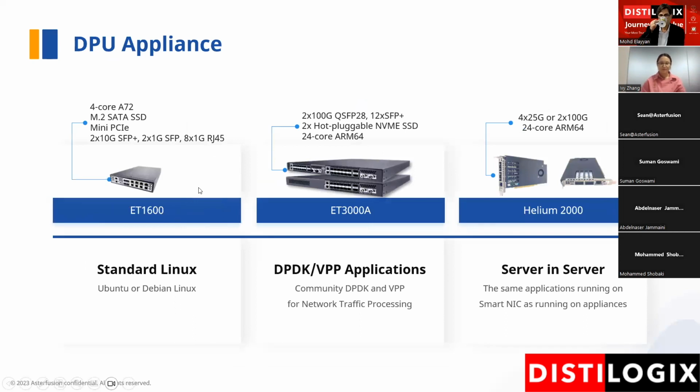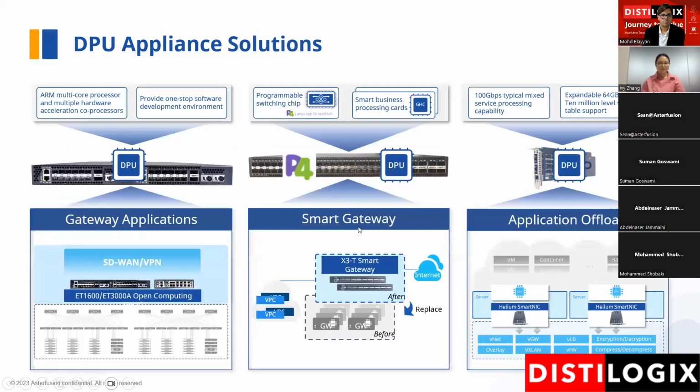Compared to XT, our DPU appliance has ET series and Helium SmartNICs. This one, as I mentioned before, is our SmartNIC. They are more like switch or NIC style servers. They are built based on Marvell DPU and they can install standard Linux, run DPDK for some network traffic processing.